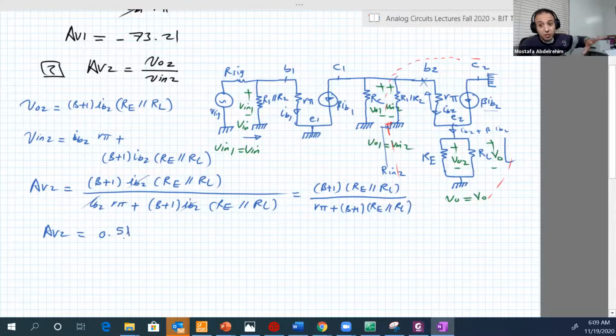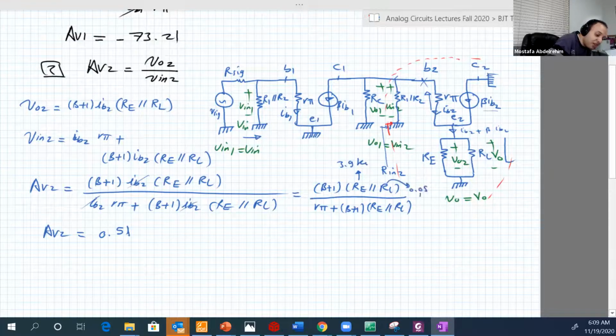And we know that for common collector, the best case for the voltage gain is 1. That is the best case, if our load is equal to infinity. But our load here is not infinity at all. Our load here is very small. So remember, RE here is 3.9 kilo, and RL is just 50 ohms, which is 0.05 kilo ohms. It's very small. That's why it's half, not close to 1.